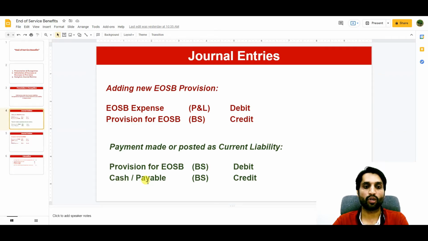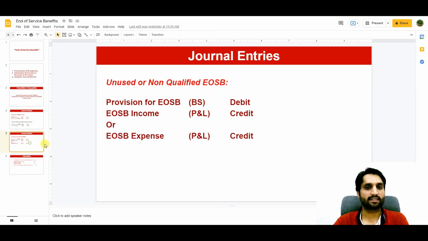Or if we are keeping it with us for a period, like 1 month, 2 months or 3 months, within 1 year, where we tell the employee that we will pay on this date, please come and receive it, or we will transfer it on this date, that will become your current liability of that period. So that will be payable. End of service benefits payable under current liabilities will be credited in the balance sheet.